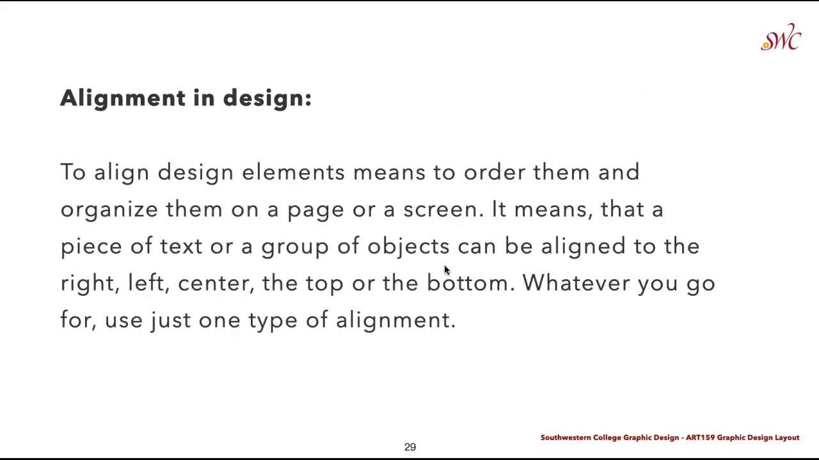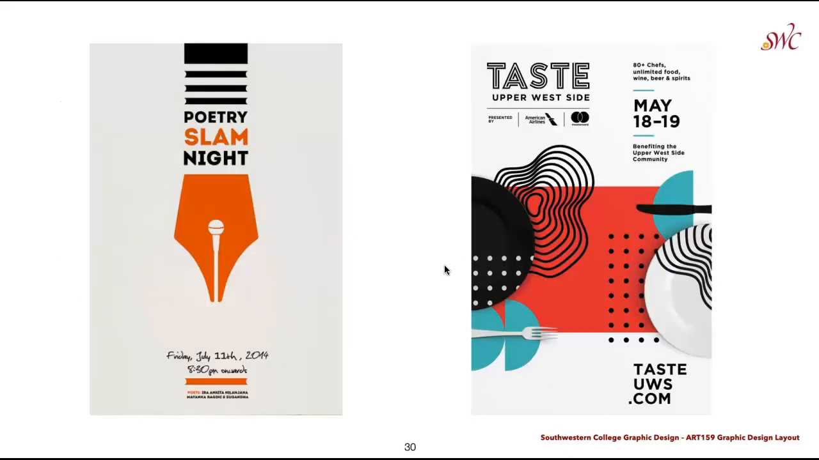Now, alignment in design means to order and organize elements within a page or on a screen or whatever it is that you are applying your design to. It means that a piece of text or a group of objects can be aligned to either the right, the left, the center, the top, or the bottom. Whatever you go for, use just one type of alignment for the majority of your elements. So, for example, if you are using center alignment, then you want the majority of the elements used within that same space to be center aligned.